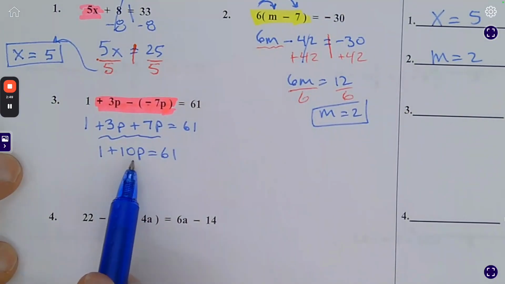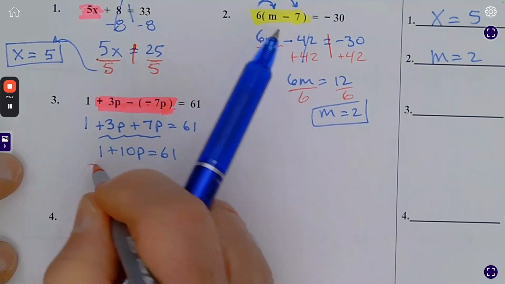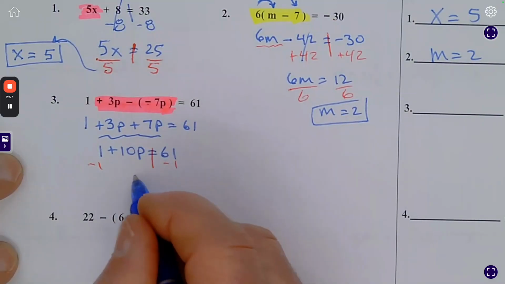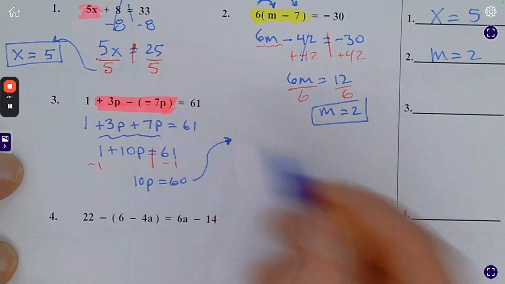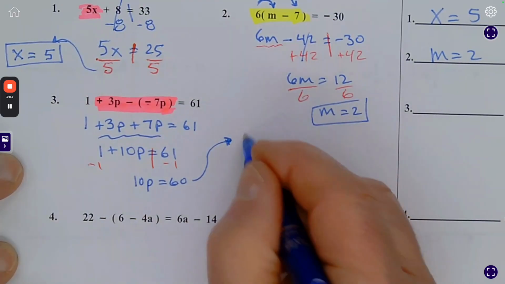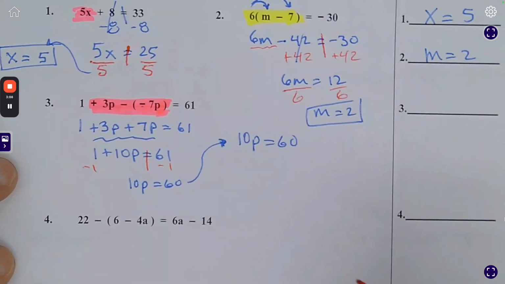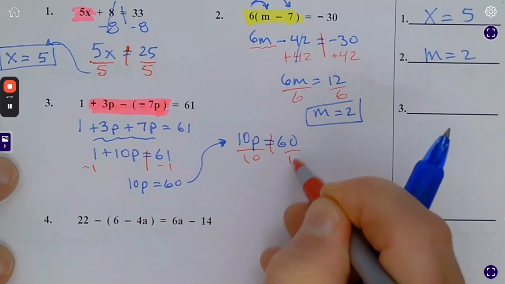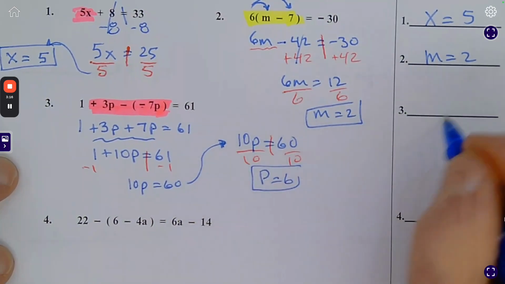That's my variable term. Constant, constant. So I'm going to subtract 1 from both sides, just like that. And I get 10p equals 60. All right, now I'm going to go ahead and take this up here. That's 10 times p. The inverse operation for multiplication is division. And p equals 6.